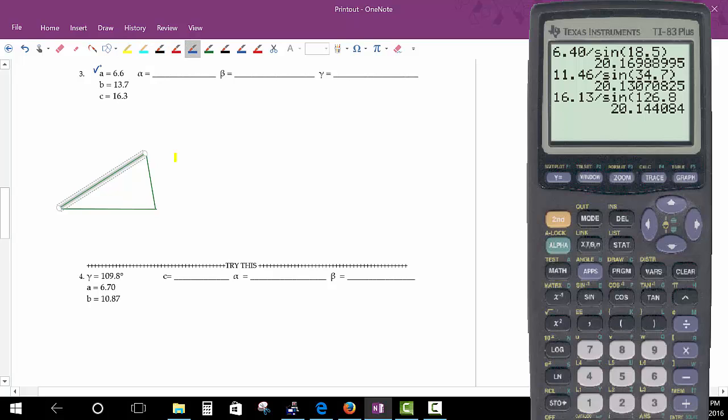The shortest side's A, so I'm going to call this A, 6.6. This looks to be the longest side, so I'm going to call that C equals 16.3. Then I'm going to call this B equals 13.7. So that means that opposite A is alpha, which we've got to find. Opposite B is beta, and opposite C is gamma. So we're going to find those three angles.